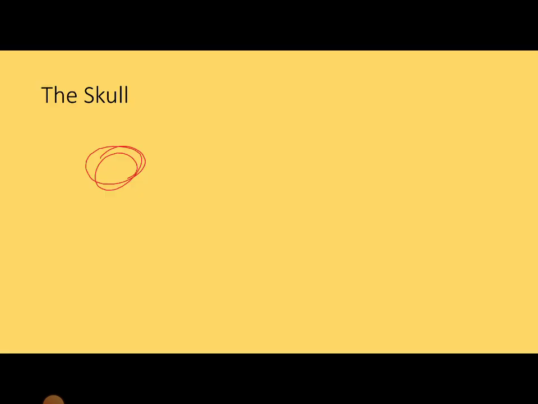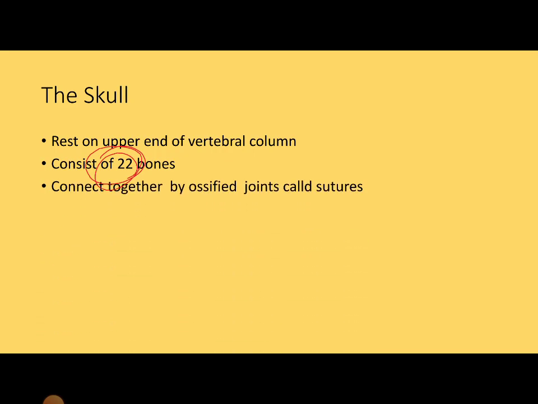The skull rests on the upper end of the vertebral column. The skull includes 22 bones and they are connected together by ossified joints called sutures. These are ossified joints, they are called sutures.